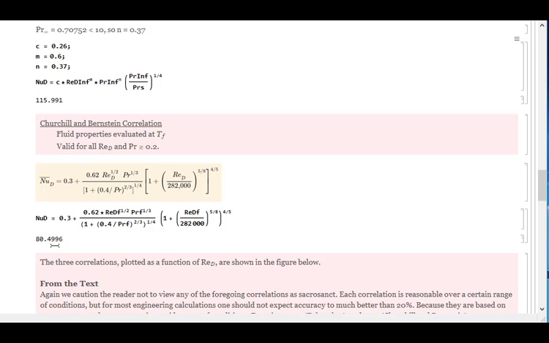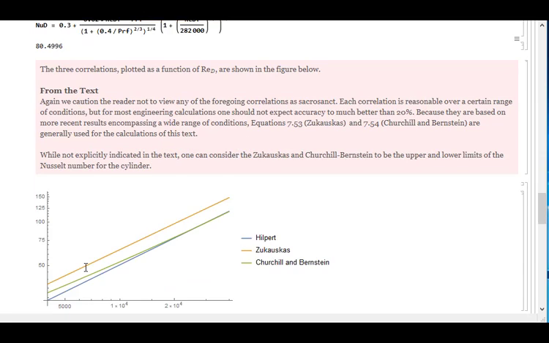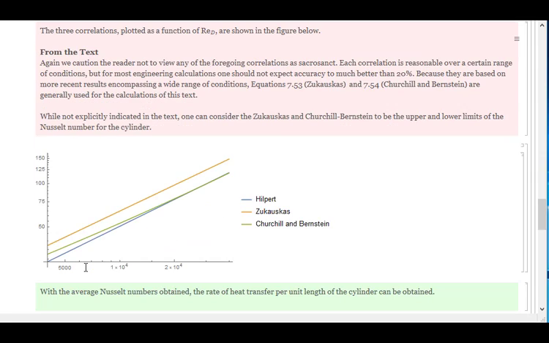80.4996, or 80.50. So what I'm doing here is plotting these correlations as a function of the Reynolds number. I should add this in here. The horizontal axis is the Reynolds number, and the vertical axis is the average Nusselt number. So I want to call your attention to what's given in the text here.